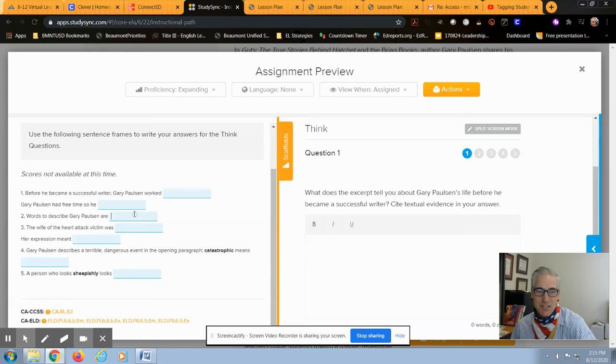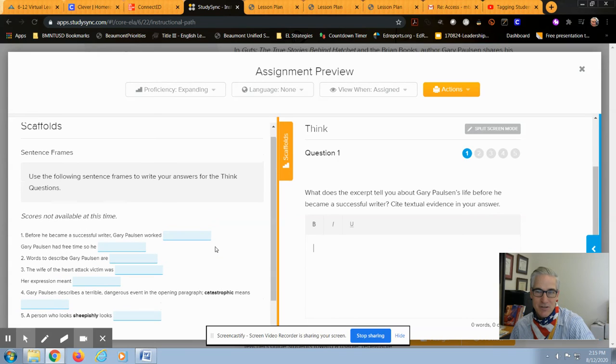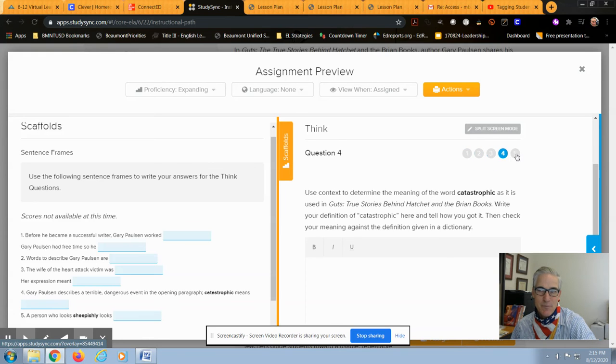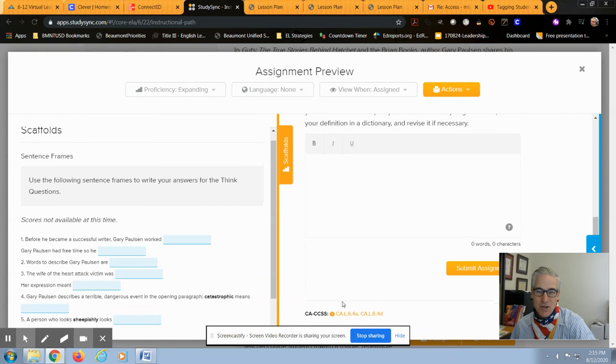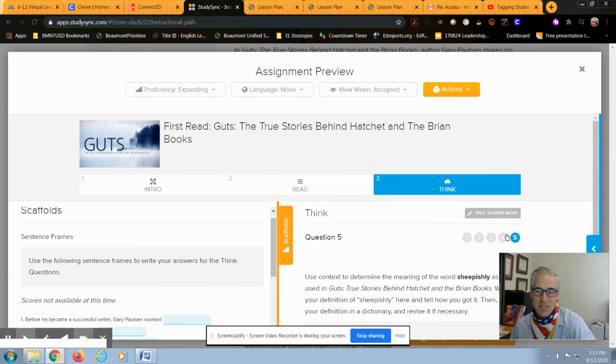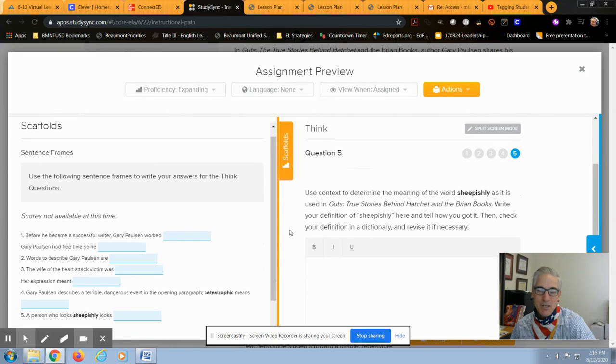Students type in the response there, and then they can put that response down here. But the sentence frame, I think, is a really good resource that goes along. So these are some great opportunities that you have for students to do some work. Keep in mind, all of these think questions are also tagged, and all that work that they do within that will show up in your grade book, and it will show which standards you've been working through and working on.